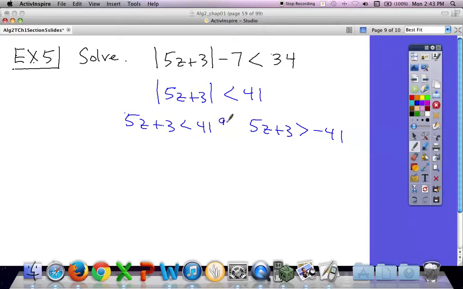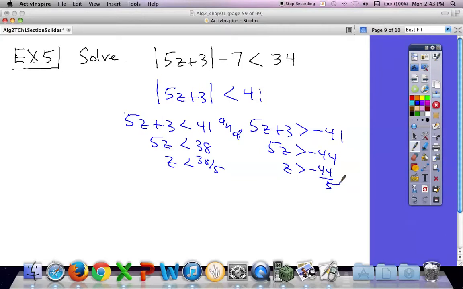You've got to connect those two with an and. At that point, it's a compound inequality tied together with the word and. Let me solve this. This is 5z is less than 41. Oh, sorry, 38. So z is less than 38 fifths. And this one, 5z, is greater than negative 44. So z is greater than negative 44 fifths.